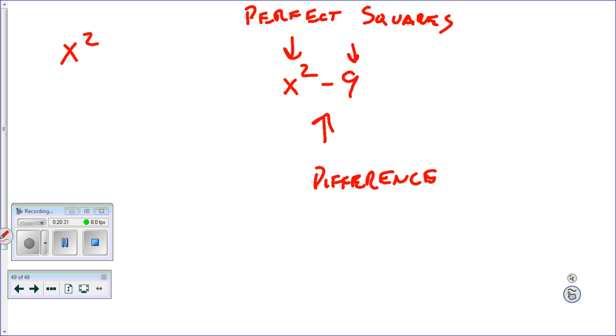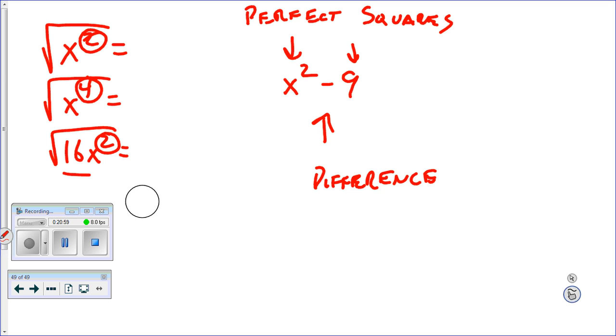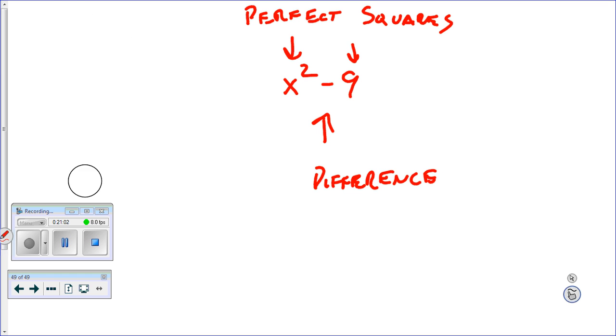x squared is a perfect square too, right? So I can take the square root of x squared, that's x. If I said x to the fourth, that's x squared, right? Because x squared times x squared makes x to the fourth. If I said, I don't know, 16 x squared, well, the square root of 16 x squared is 4x, okay? So anything that's essentially got an even exponent, you can take the square root of, and then if there's a coefficient in front, if that's a perfect square, then the whole thing's a perfect square. But if you can recognize this, that this is a perfect square, this is a perfect square, and they're subtracted, it's a pretty straightforward process.